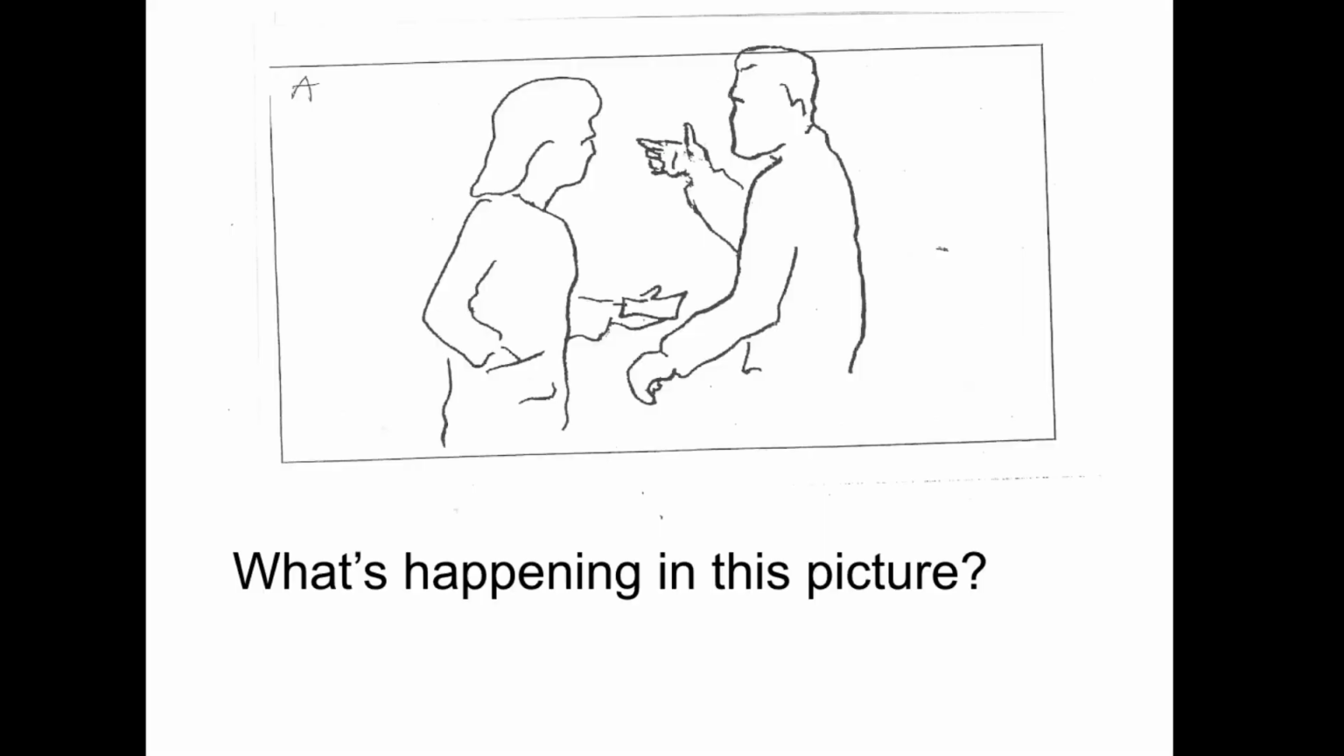So for example, take a look at this picture and just take a moment and think, what is happening in this picture? Again, you might think they are arguing. You might think the person on the left is trying to give the person on the right some money, but that person is kind of declining. You may think the person on the left is asking for directions and the person on the right is giving directions. Maybe she has an address written on a piece of paper.